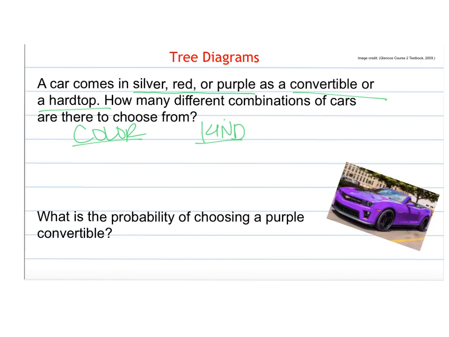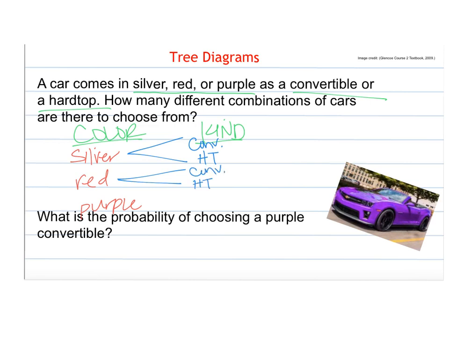And if you have more choices, you're going to need a lot more room and you want to space them out a lot more. But for color, I have silver, red, or purple. And then for the kind, we have convertible, hardtop, convertible, hardtop, convertible, hardtop. Notice how I'm adding it on again from each combination or each choice from before. Then I can count. So I have 1, 2, 3, 4, 5, 6. So my sample space is 6.